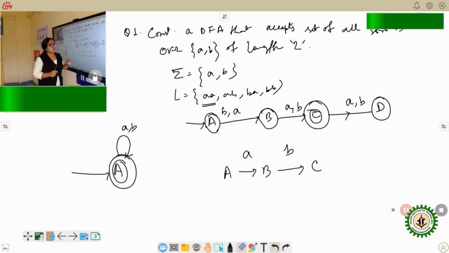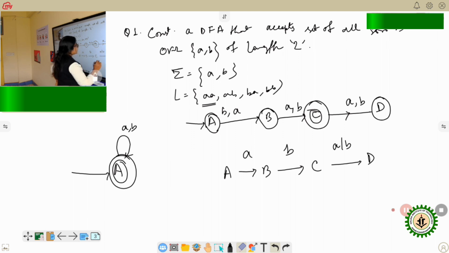Okay, listen to one thing. There are basically two types of states. One is accepting states, another is non-accepting states. Here C is the accepting state and all other states except it, A and B, are non-accepting states. Now, from here, if I write here a or b, I am going to some other state, that is D. But this is exceeding the string length 2. The question says it will accept only strings of length 2. So this is exceeding the string length.